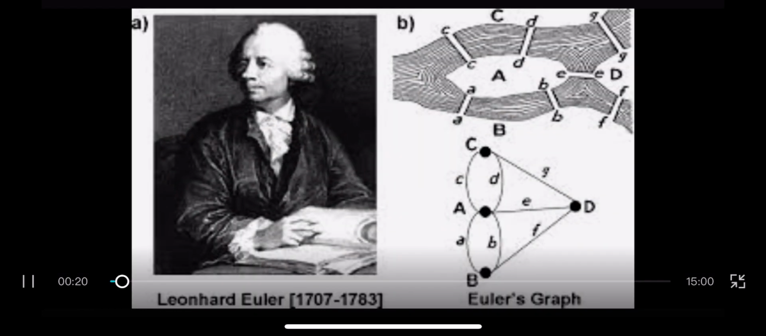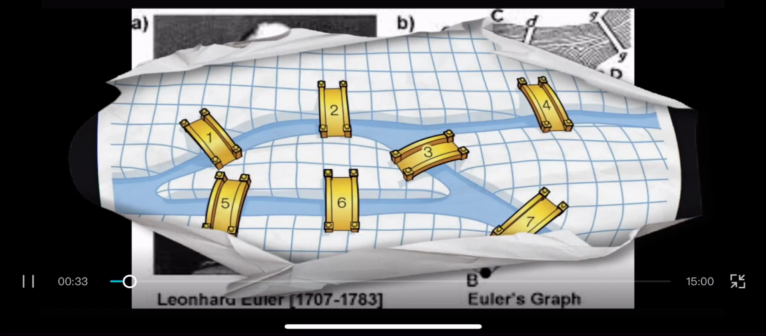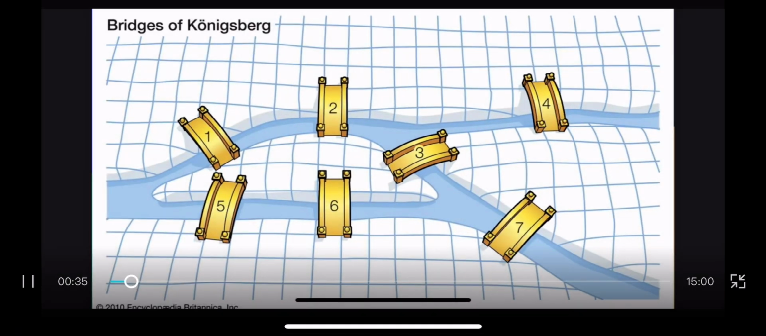Tracing back to the 18th century with a guy named Leonhard Euler, he was basically trying to solve a famous puzzle called the Seven Bridges of Königsberg. The puzzle basically asked if it was possible to walk through the city, crossing each of the 7 bridges exactly once and returning to the starting point.